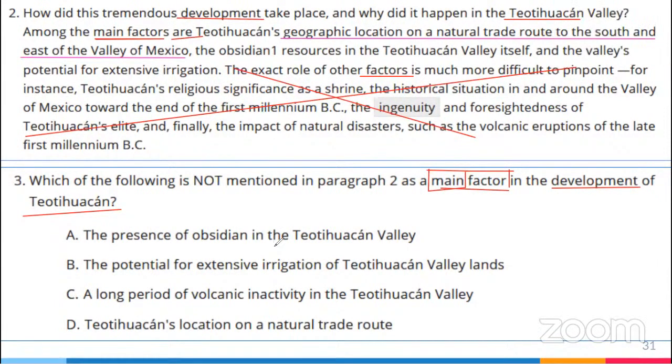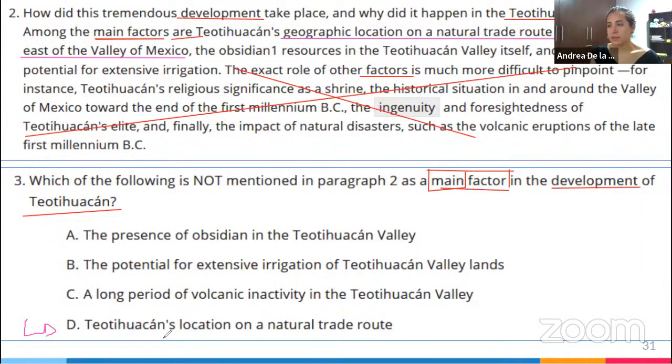Letter D. Exactly. Teotihuacan's geographic location is the same as location on a natural trade route. Perfect. They are not specifying where, but it's okay because they don't need to. The important thing is the location. Even just Teotihuacan's location is still enough. The only case in which this wouldn't be the correct answer is if it contained false information, like a natural trade route to the west of the Valley of Mexico. Then that would obviously not be correct.